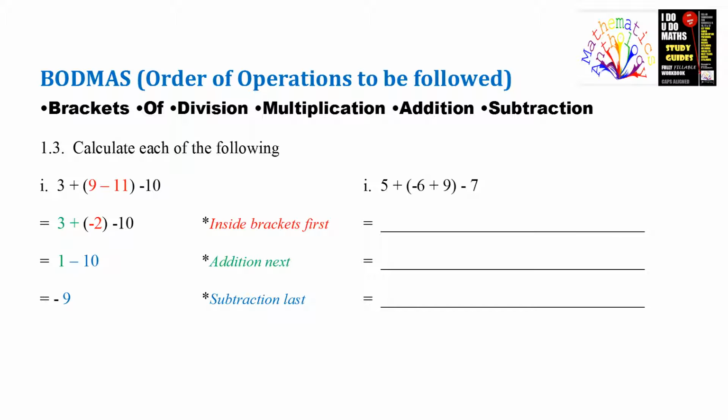We do addition next. That's according to BODMAS. So we are going to add 3 plus negative 2. 3 plus negative 2, you can use a number line there. You're going to get an answer of positive 1. Bring down the minus 10, so you'll end up with 1 minus 10. Subtraction is last according to BODMAS. So 1 minus 10 will give me my answer of negative 9 there.